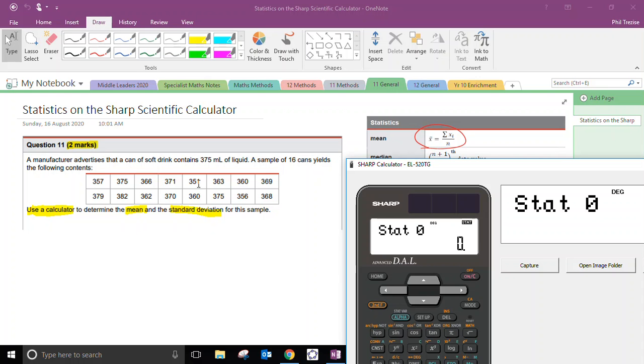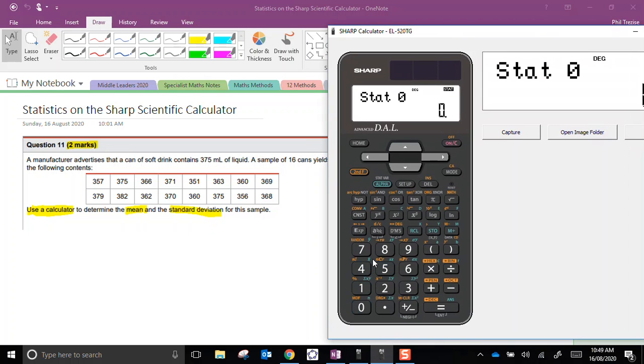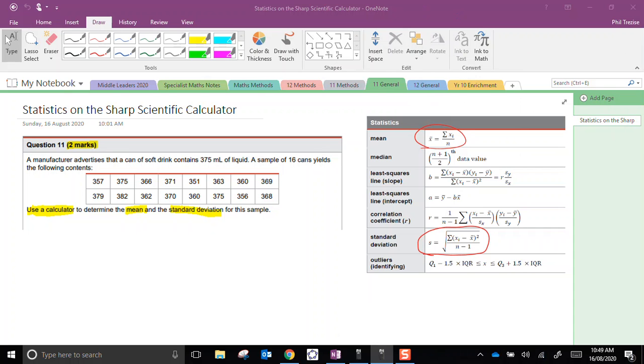The mean, so the question says mean. If I forgot that X bar was the mean, it's right there in front of me. Now to access that number, it's in green, I need to press the green key there that says alpha or stat variables. So there it is, and I press equals just to tell the calculator I need that answer. There it is, the mean is 366.5. So I'll write that down on my notepad here.